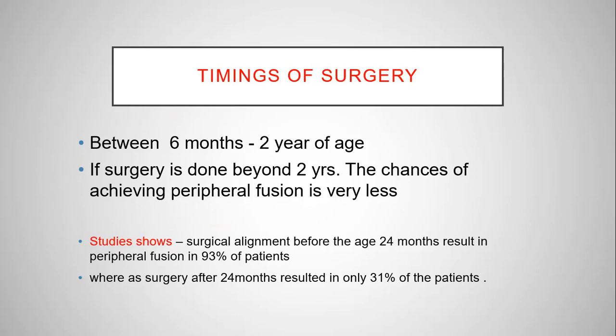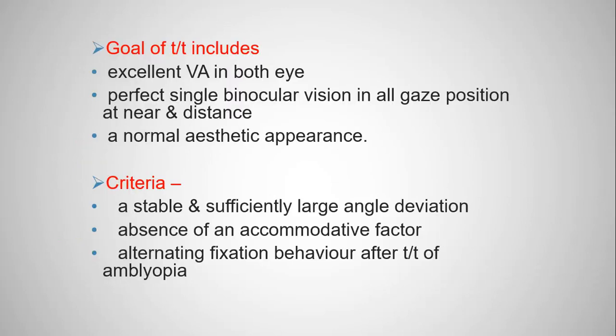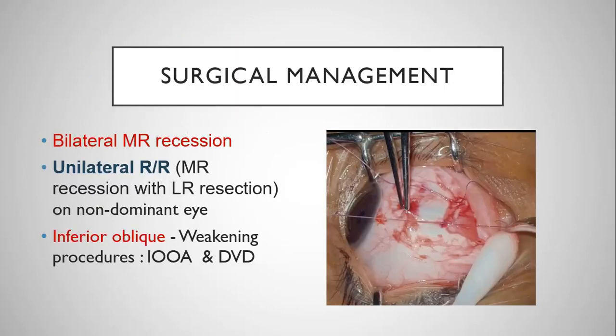The time of surgery is between 6 months and 2 years of age. If beyond 2 years, the chances of peripheral fusion are very low. The goal of treatment is excellent visual acuity in both eyes, perfect single binocular vision, and a normal aesthetic appearance. Indications for surgery are a stable, large angle deviation, absence of any accommodative factors, and alternate fixation. The type of surgery is bilateral medial rectus recession, or a unilateral recession procedure on the non-dominant eye.